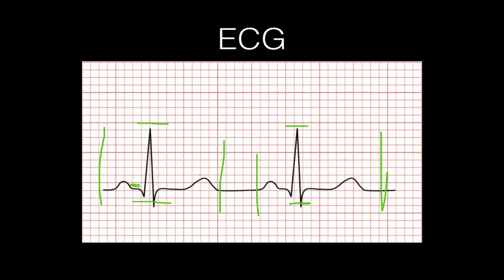The doctors also look at the height in comparison to the P and the T wave. They look at the space between the P and the QRS complex. And they also look at the space here between the QRS and the T wave to make sure that everything is happening in the amount of time it should.